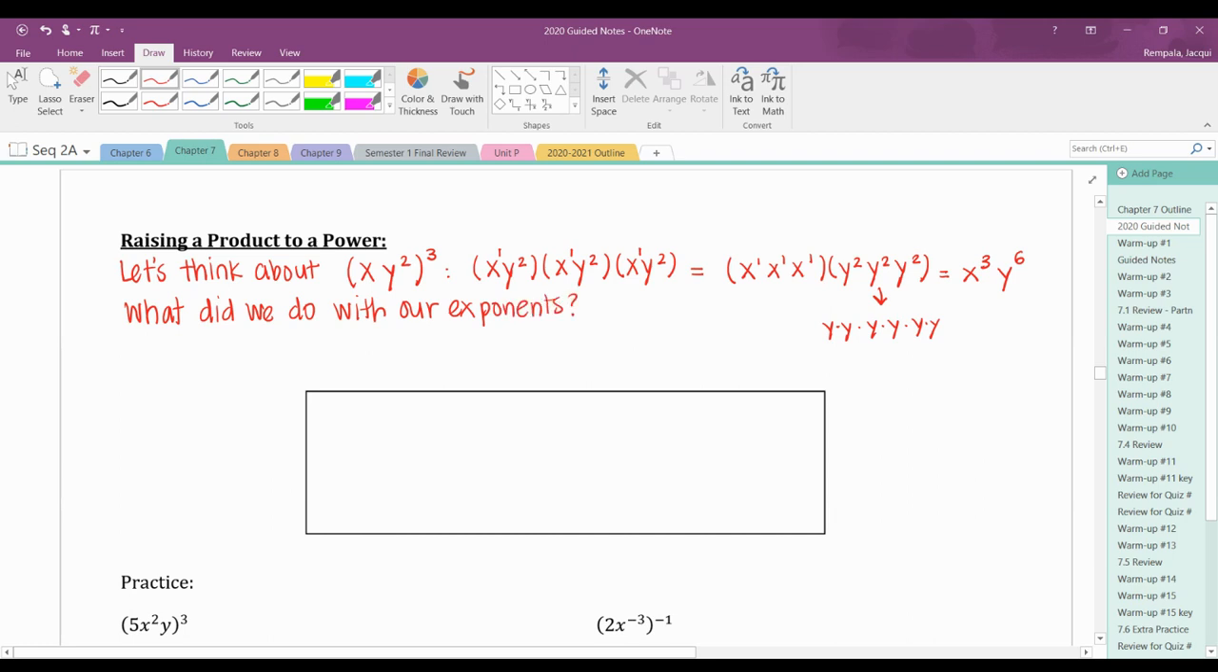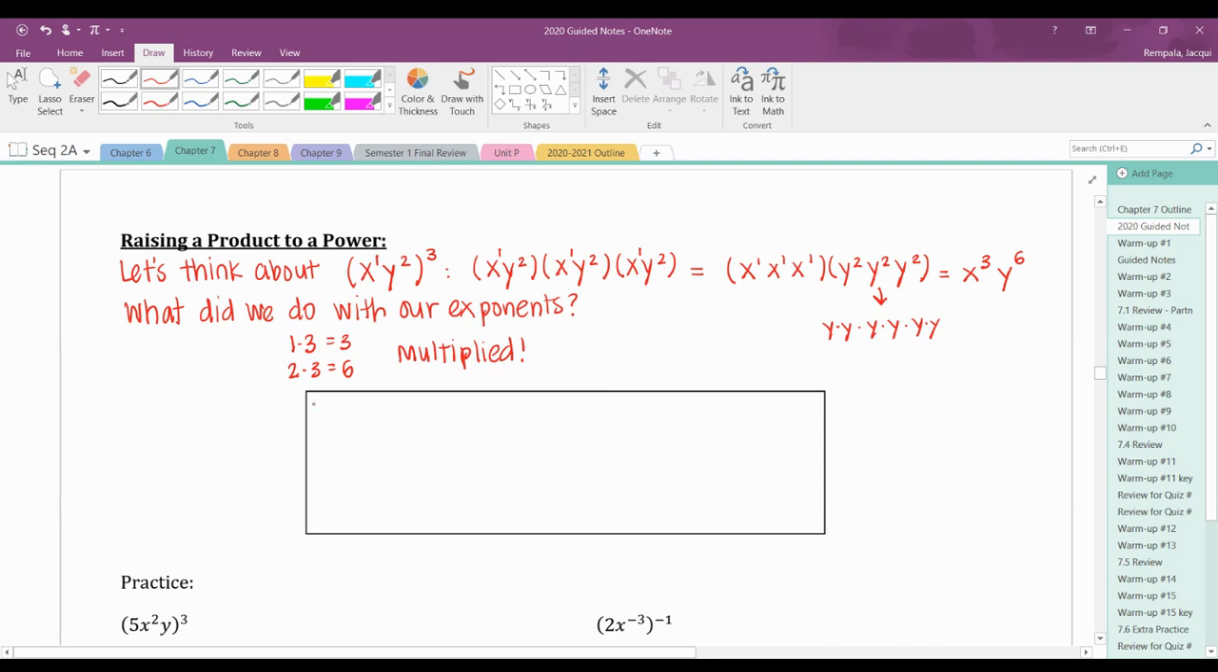If we go back to the original problem, once again, x was technically to the first, y was to the second. Both of them are raised to the third power. So how did 1 and 3 turn to a 3? Well, multiplication. How did 2 and 3 turn to 6? Multiplication. So 1 times 3 got us that 3, and 2 times 3 got us the 6. We multiply. But it was that we had to multiply several sets of exponents.